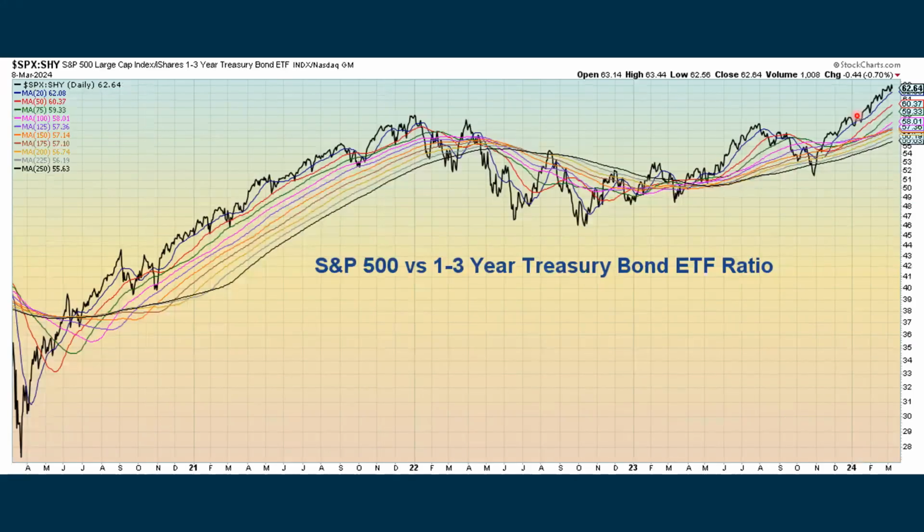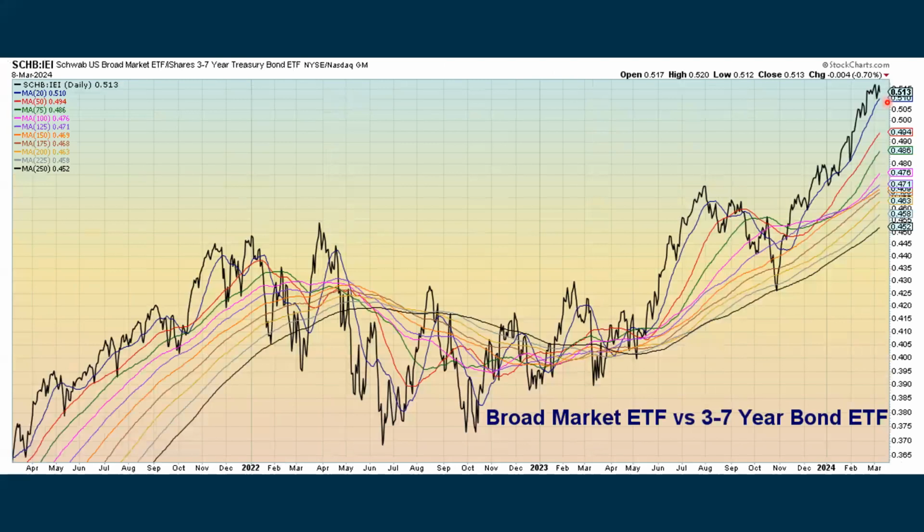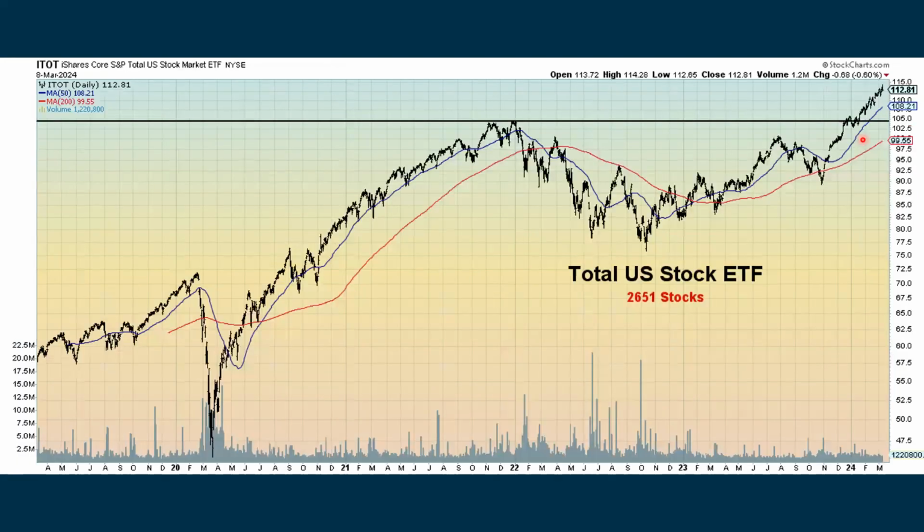This is the S&P 500 and comparing it with 1 to 3 year bonds, showing that stocks are outperforming bonds by looking at this ratio. Then we look at a broader measure, the S&P 1500, and also compare that with shorter term bonds. This also suggests that stocks are outperforming. Here's another broad market measure, and then looking a little further out at bonds, also showing that stocks continue to outperform.